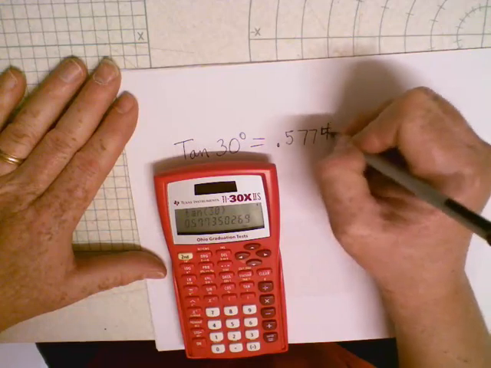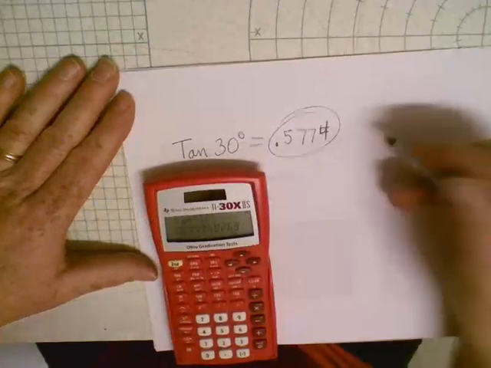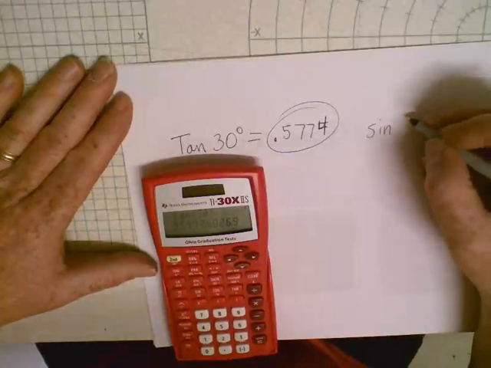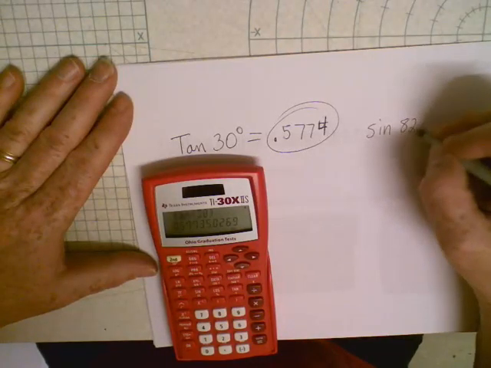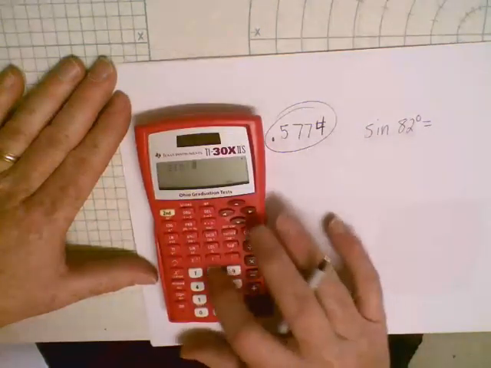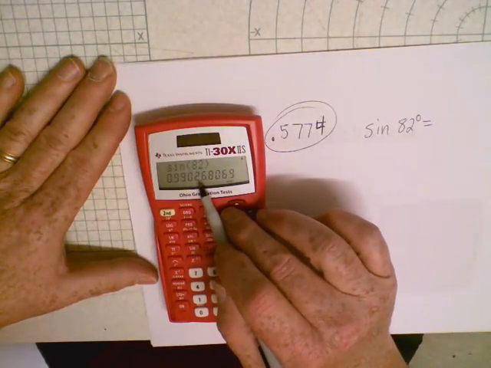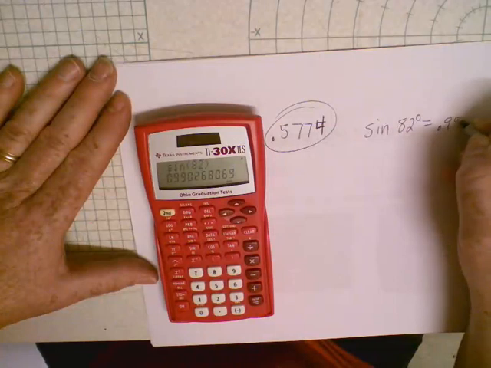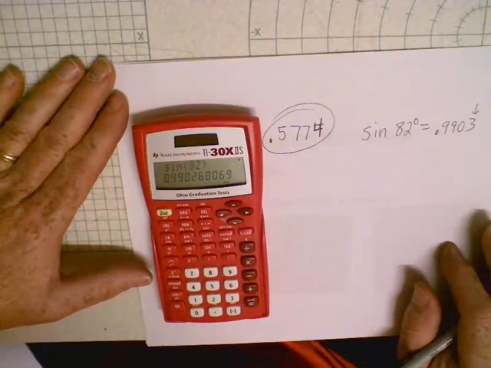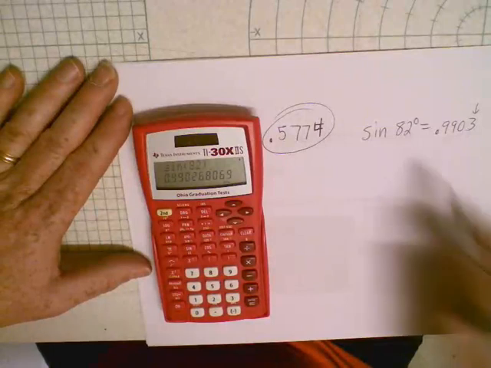0.5774. Sorry, I rounded wrong. That's your answer. If I wanted the sine of an 82 degree angle, I hit sine 82 and it gives me 0.990. We'll round that up to 3. If you're one number off down here at the end, I'm probably not going to count it wrong. If you rounded wrong or whatever, you're pretty close, and it's going to be a pretty close answer since we're going out so far.